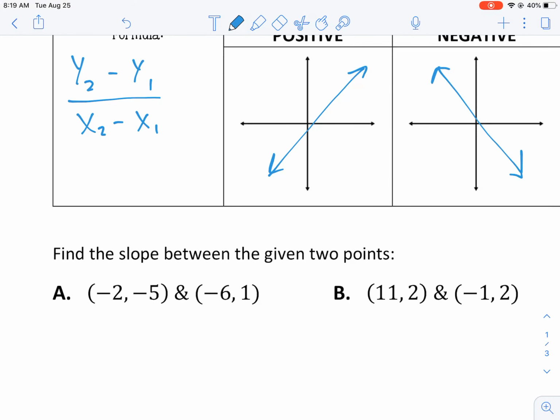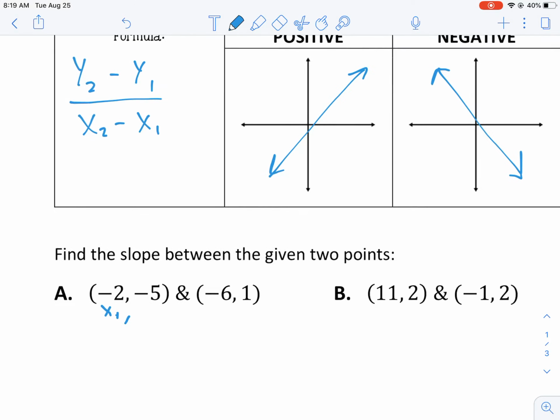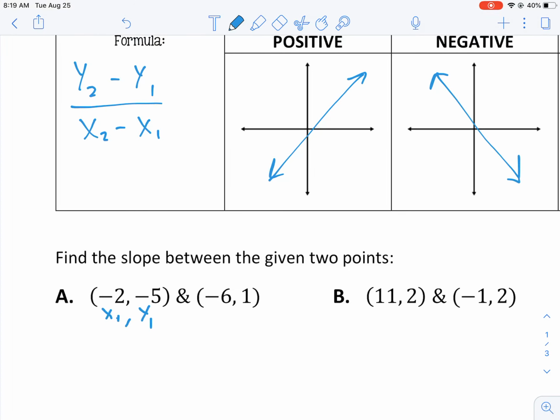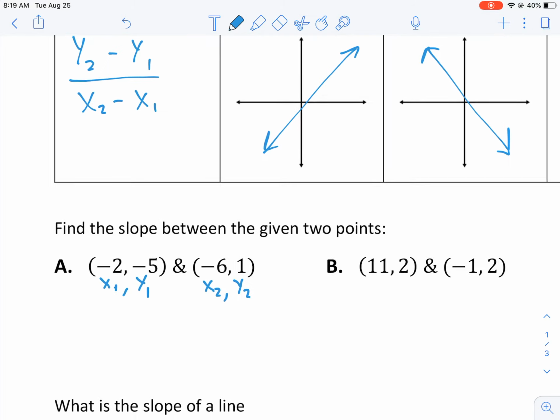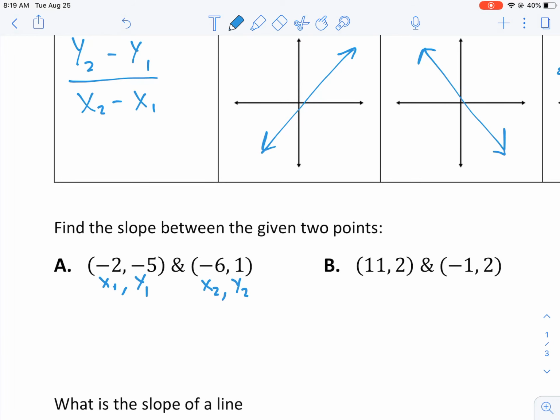In order to do this, it's probably best if you start by labeling your points. Oops, that's not x2, that's y1. So we've got x1 and y1 here. X point always comes first, the x coordinate. Then you have x2 comma y2. And then you just plug those numbers into your slope formula, all right?